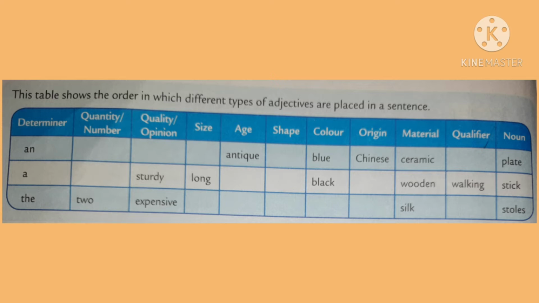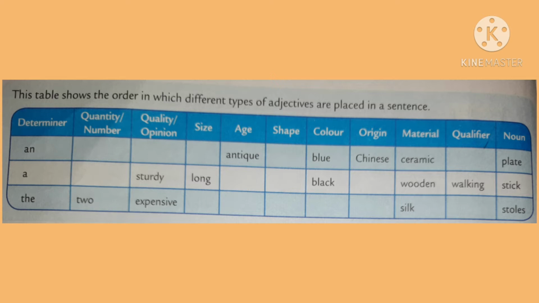Next, seventh one, color of the noun. Red, blue, black, etc. And the next one, origin. Origin means place where something begins. Example, Chinese ceramic, Kashmiri chili, Indian saris, like that. Ninth one, material. What type of material used? Example, silk, wooden, ceramic, metal, paper.